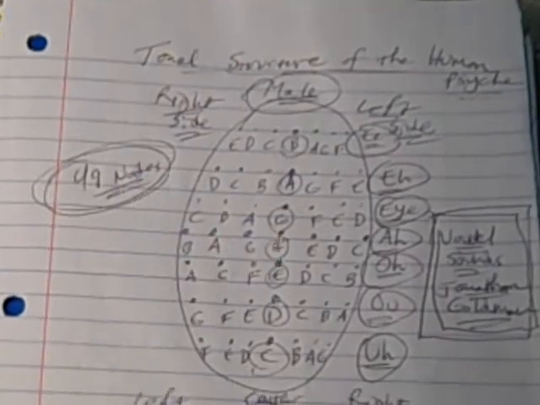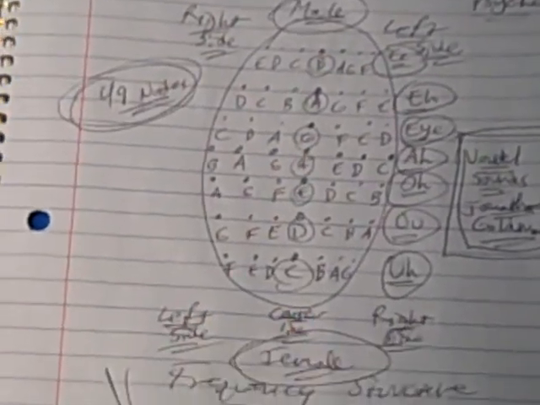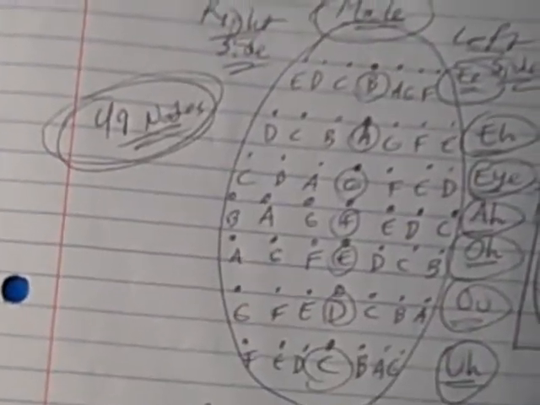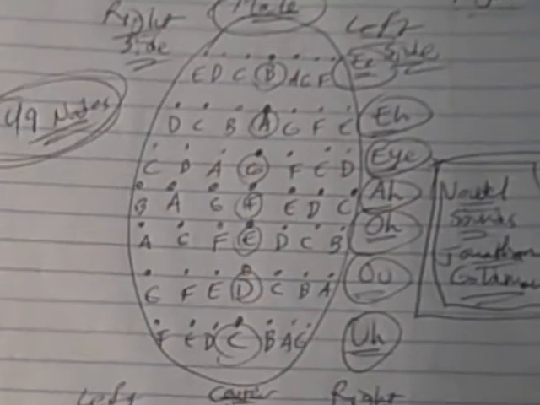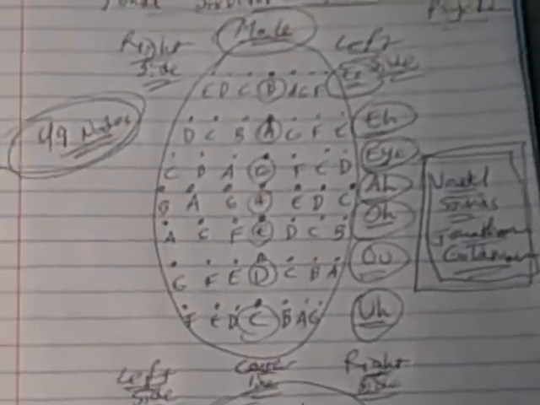And I've been trying to figure this thing out, the tonal structure of the human psyche. And I don't really know how to figure it out. But what I have here are 49 tones, 7 going up, 7 going across. And this just kind of loosely represents the torso and the head.